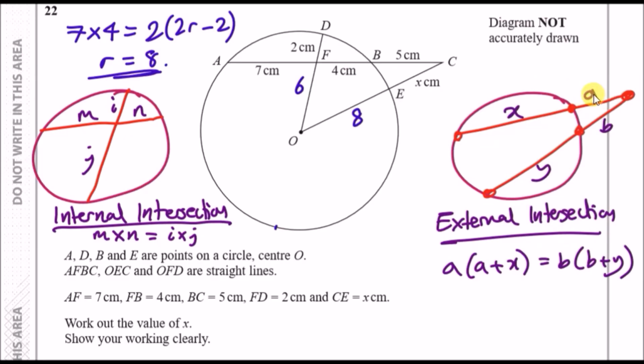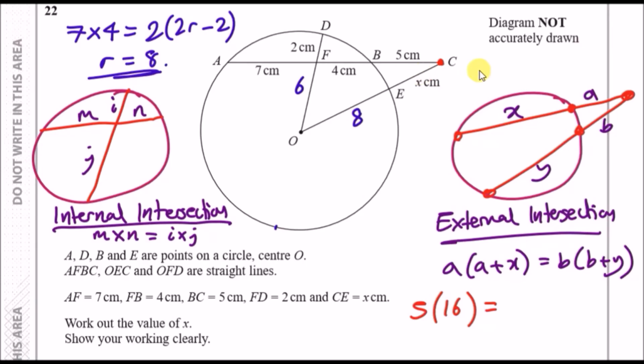So we have to look at it this way. It's going to be A times the full length, which is equal to this short length times the whole length. Now looking over here, we can start at point C. We've got 5 times the whole length. So let's do it here. So 5 times the whole length, which is 5 plus 4 plus 7. So that's 11. That's 16. 5 times 16 equals B.